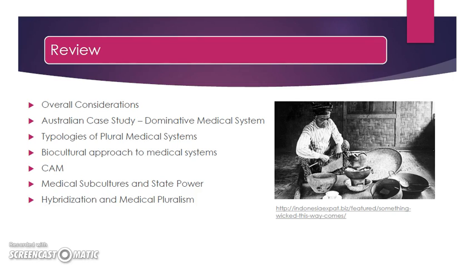Again, in this chapter, we've looked at some of the overall considerations in medical pluralism. The chapter starts out with the Australian case study on the dominative medical system. We looked at typologies of plural medical systems, Fabrega's biocultural approach to medical systems, complementary and alternative medicine, particularly in the context of dominative systems, as well as in the context of CAM in Denmark, Johansson's example, medical subcultures and state power, and finally concluded with a discussion of hybridization and medical pluralism.